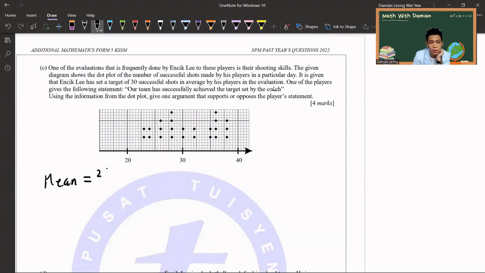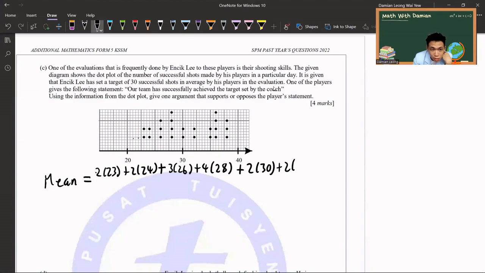means I have 26, sorry, it's not 26. 1, 2, 3. It's 23. 2 times 23 plus 2 times 24 plus 3 times 26 plus 4 times 28 plus 2 times 30 plus 2 times 32.